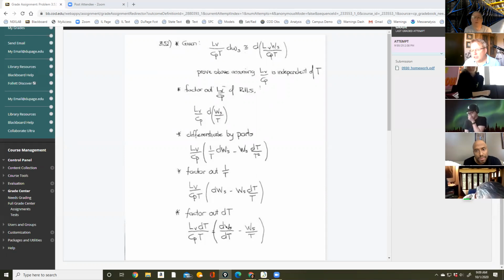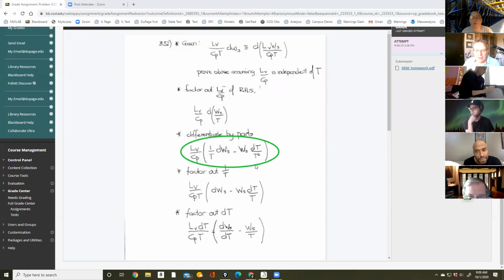So we're going to say at this point all is good, okay? Everything's good within there. Now let's see what he did. He factored out a 1 over t, which is good because look what you have. You have LVCP over t, so he's factoring that out, and then this is what's left.